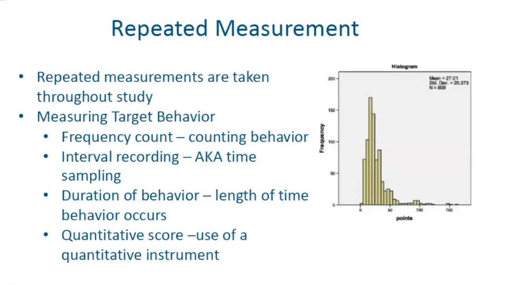So you want to make sure that you have the repeated measures. You're going to take it throughout the study. Okay, some of the target behaviors you can count for these would be a frequency of, like I said, the frequency of somebody being out of their chair. Or you could have an interval recording. Let's say that a meltdown is happening. You can record the duration of a meltdown. Okay, you can do some kind of other quantitative score. Okay, so just keep this in mind when you're looking through some of these studies.